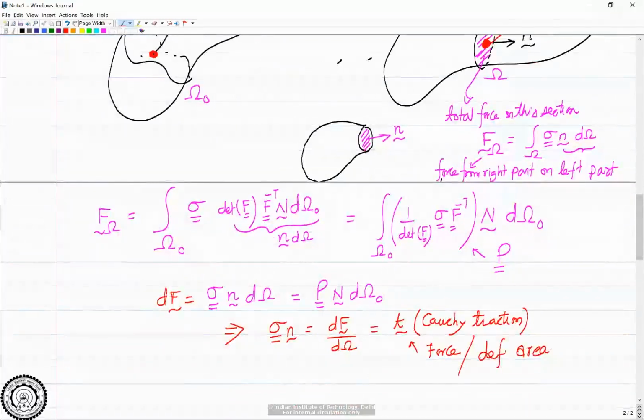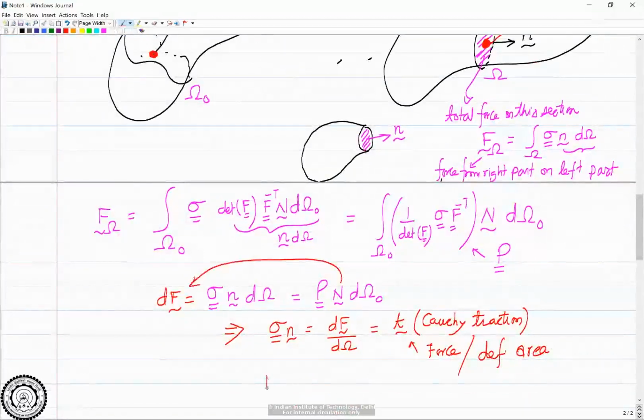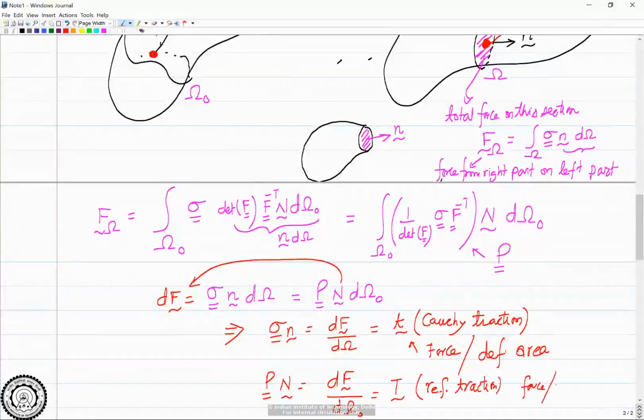Whereas if you look at this relationship, what you get is P into big N is the same force dF, but you divide by d omega naught. So that we call big T. This is also called the referential traction, which is force per unit undeformed area. So that's the simple meaning.